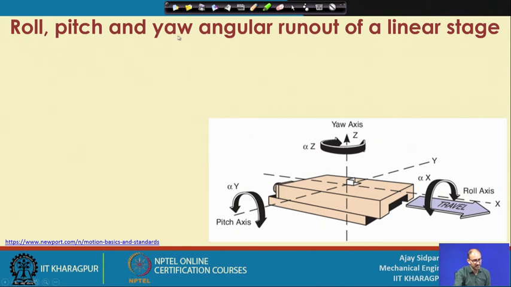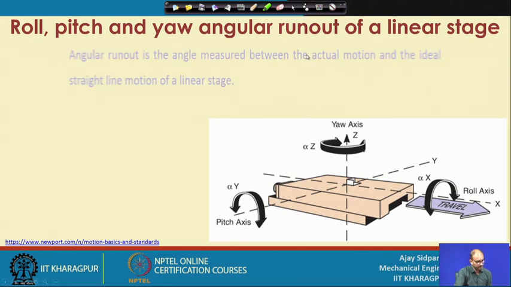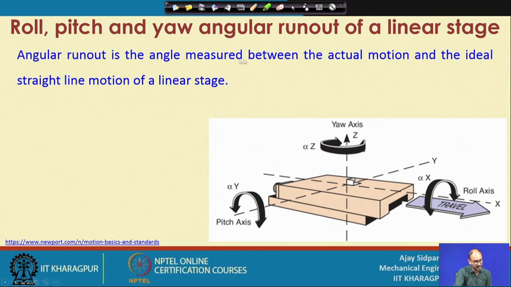Now, roll, pitch and yaw: angular runout of the linear stage. Earlier we have seen that there was a flatness and a straightness error, but now suppose there is a rotation also. Angular runout is the angle measured between the actual motion and the ideal straight line motion of a linear stage.